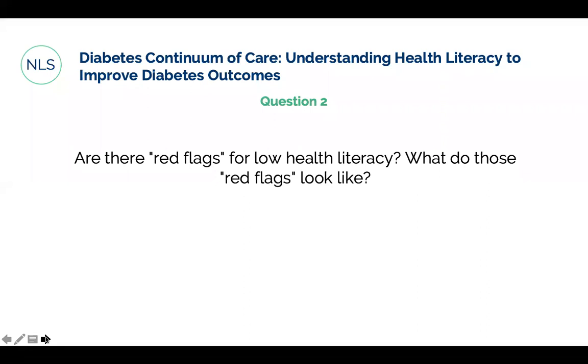Tamy says that she does not see her patients giving feedback, and if they tend to digress into other topics and don't show much interest, then she knows that there's something they don't quite understand, and she will take a deeper dive into those areas where they seem to be lost. Mari, how about you? What do you look for as red flags for health literacy?